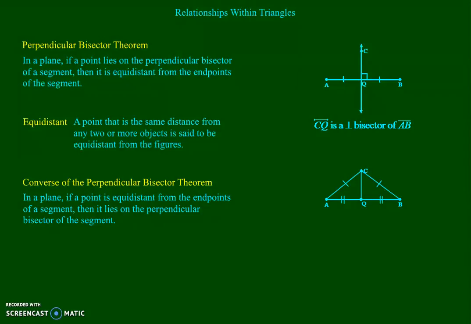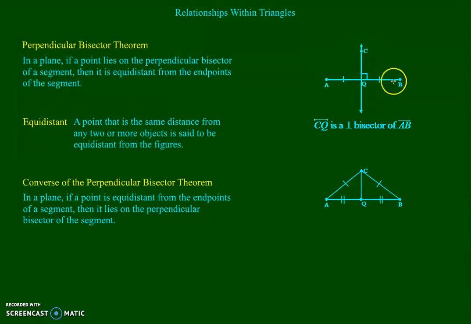Now we know that a bisector is something that cuts something into two congruent pieces, that is, two pieces that are equal in measure or length. And so the theorem says, in a plane, if a point lies on the perpendicular bisector of a segment, then it is equidistant from the endpoints of the segment. So over here we have point C that is on the perpendicular bisector of segment AB. So according to the theorem, this point must be the same distance from point A as it is from point B. So to look at these details, let's draw a picture.